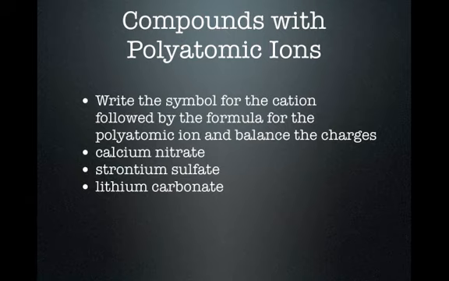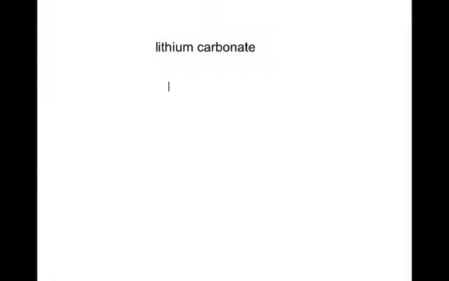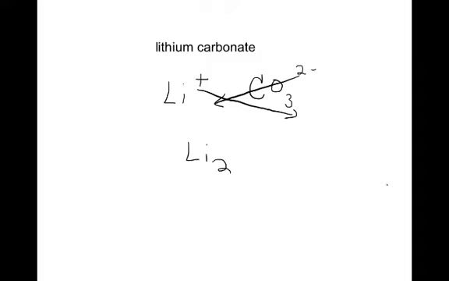All right, let's do lithium carbonate. Lithium is Li+. Carbonate, CO3 2-. So we can crisscross those. The 2 is going to come down to the lithium. The 1 is going to go to the carbonate. So we're going to get Li2CO3. We don't need to put parentheses around the CO3 if we only have 1.